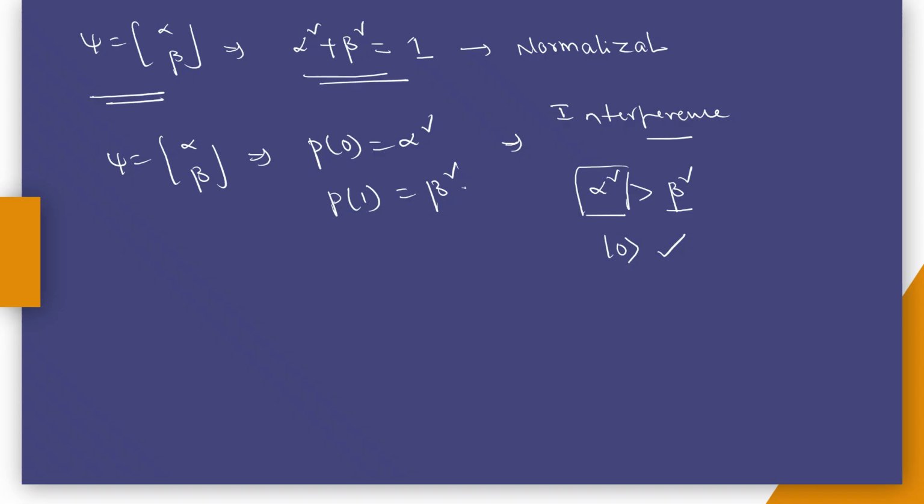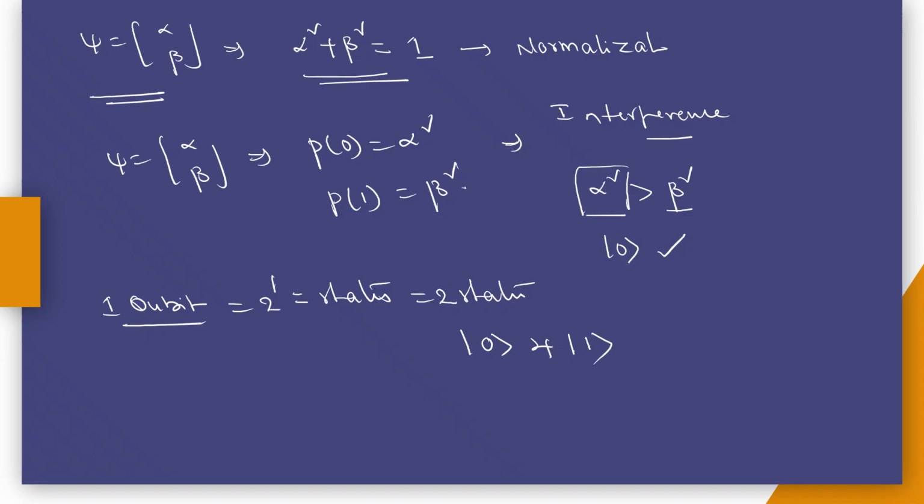Until now we discussed the one qubit system. In a one qubit system, the number of states is equal to 2 power 1, which is nothing but 2 states, the 0 and 1 states that we already discussed.